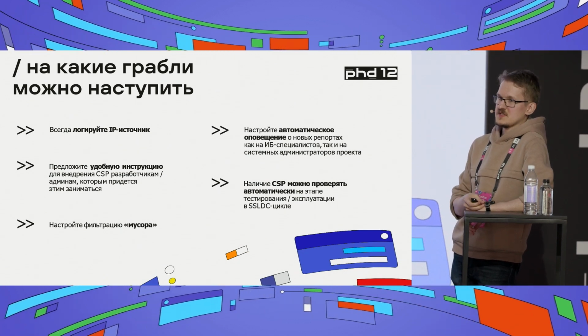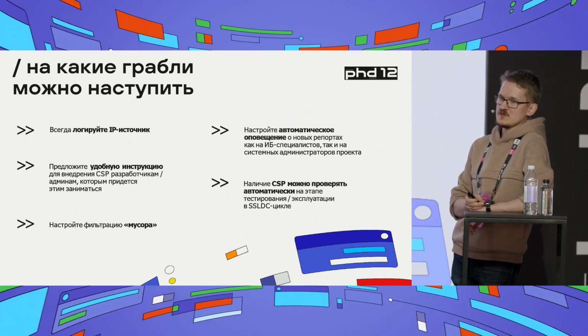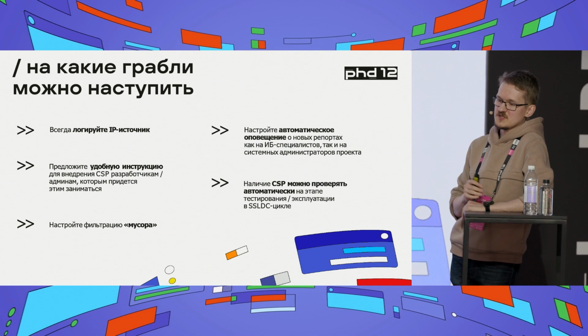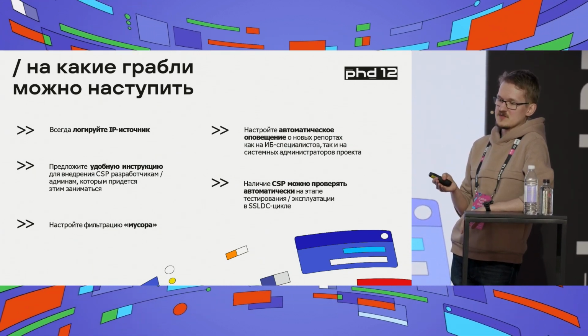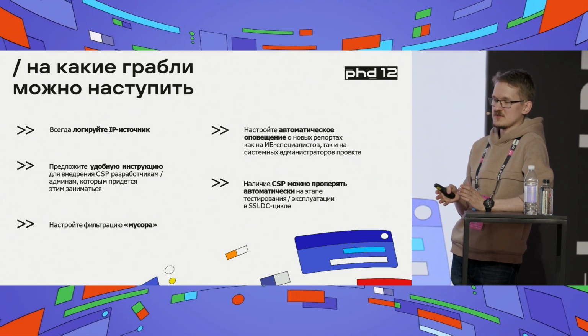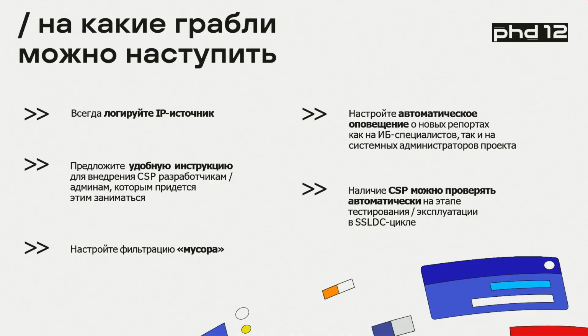But there are some stumbling blocks here as well. What would be the stumbling blocks? Of course, we need to always log the IP sources to the CSP server, because it will help you track down the incidents and help you with the debugging, because sometimes there may be malfunctions with the CSP server, so you just check and verify the browser and why it was done.